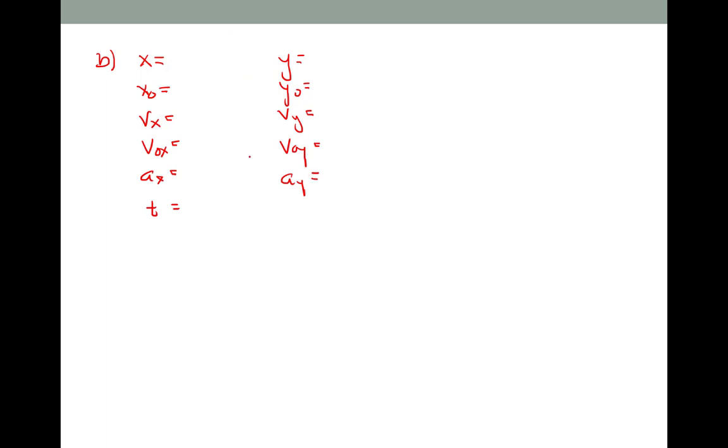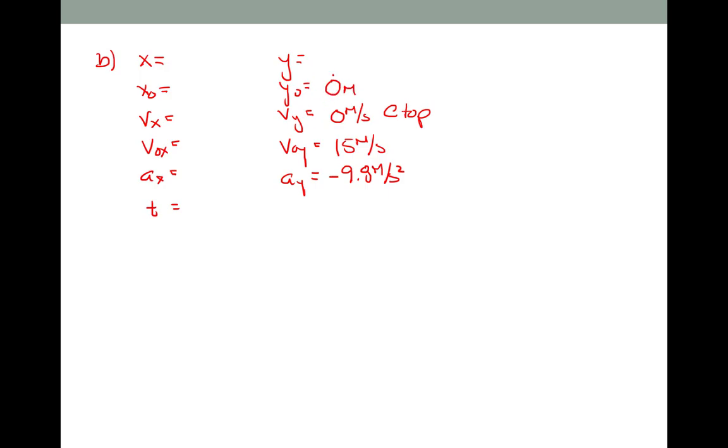Okay, so what do we know? We know our acceleration is still negative 9.8 meters per second squared. Our initial velocity in the y direction hasn't changed. That's 15 meters per second. Because we're going to the maximum height, the final y velocity is going to be 0. And I'm going to make a little note that that's at the top.